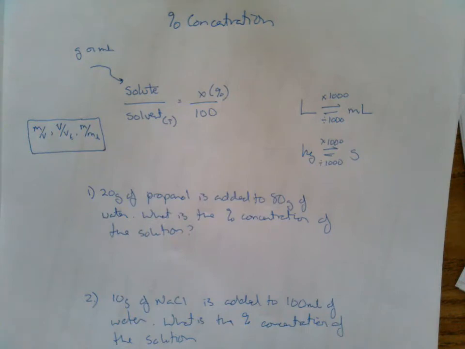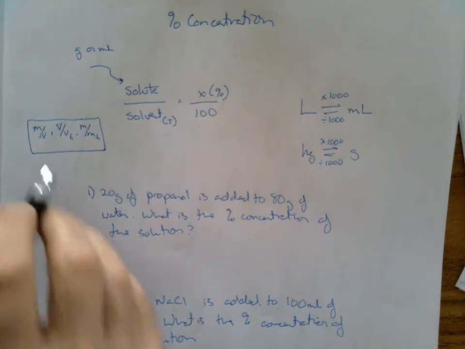Acetic acid, aka vinegar, is the same. Vinegar is just a 5% solution of acetic acid in water. So for every 5 milliliters of acetic acid, there's 100 mils total. So the other 95 milliliters is water.